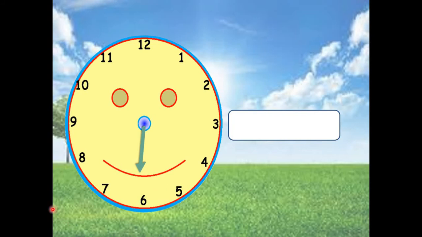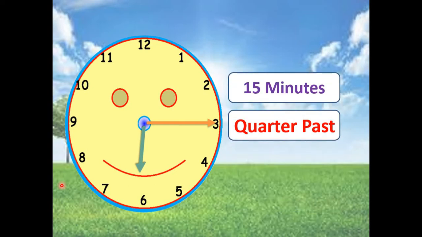Here we have, what if the long hand points at number 3? So we're gonna say in the analog, quarter past. Okay, and in minutes, it means that 15 minutes passed.